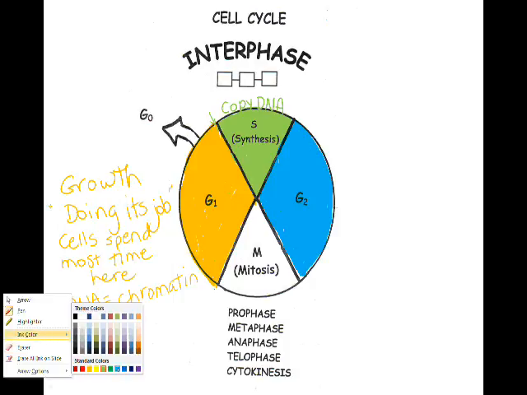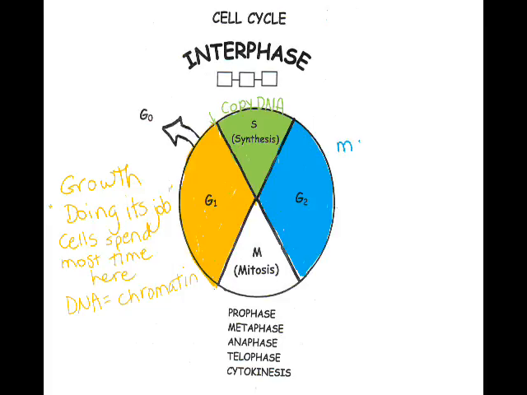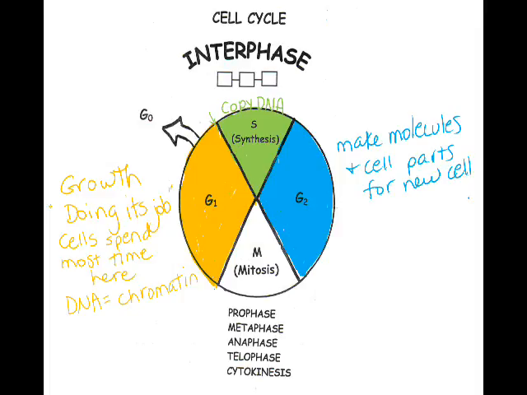Put my color here. Make molecules and cell parts for the new cell. Molecules and cell parts. And as I'm making more mitochondria and more endoplasmic reticulum and more Golgi bodies and more, it's going to make my cell grow bigger. This is also a growth phase.